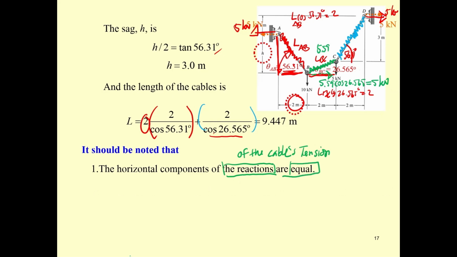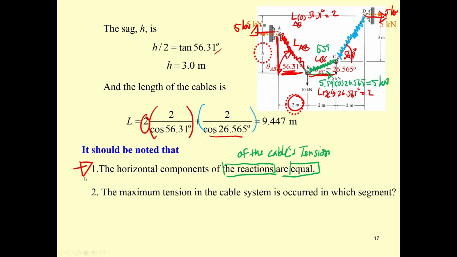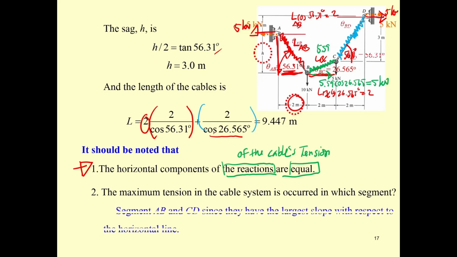Okay, and this one will be extended to the cable subjected to a uniform load. And then the second thing, the maximum tension. The maximum tension over here occurs on both cable AB and cable CD.